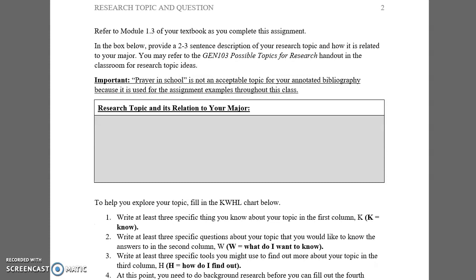This first box asks you to come up with a research topic, a general topic that you want to look into, and its relation to your major. So be specific. You might have told me already that you're majoring in computer science or criminal justice. Pretend you haven't done that. Tell me how your topic relates to your major. So, for instance, you could say that I want to research the Civil War because I'm a history major. You want to be specific in this box. It's amazing how many people forget that part, the relationship to your major.